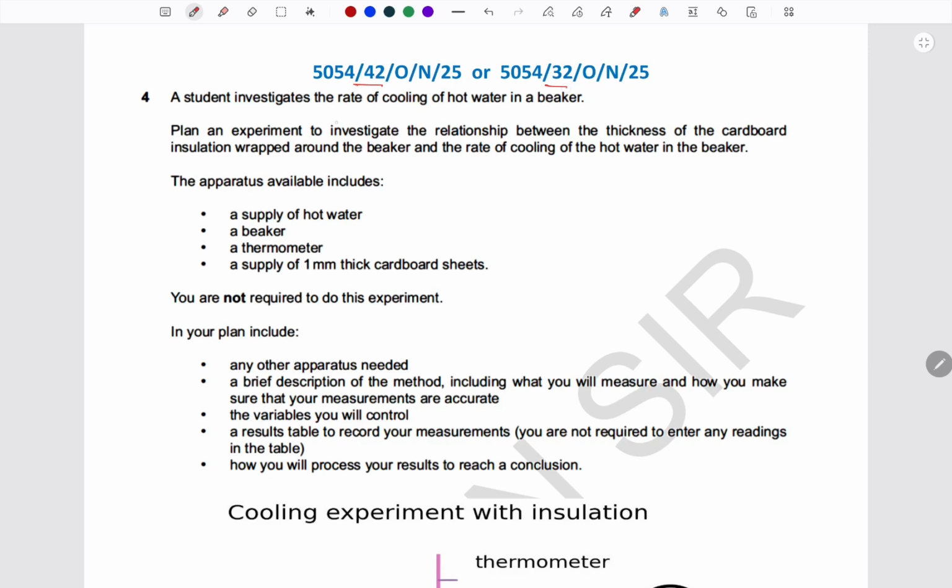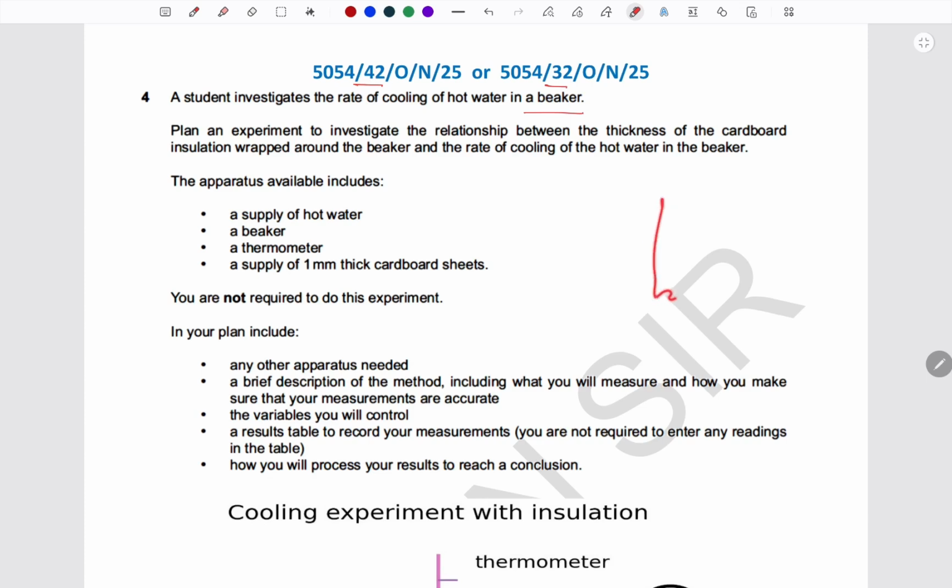A student investigates the rate of cooling of hot water in a beaker. Plan an experiment to investigate the relationship between the thickness of the cardboard insulation wrapped around the beaker and the rate of cooling of hot water in the beaker.